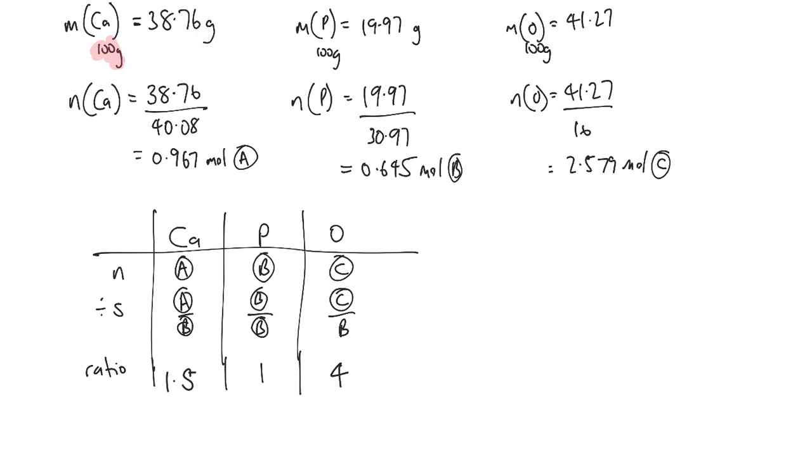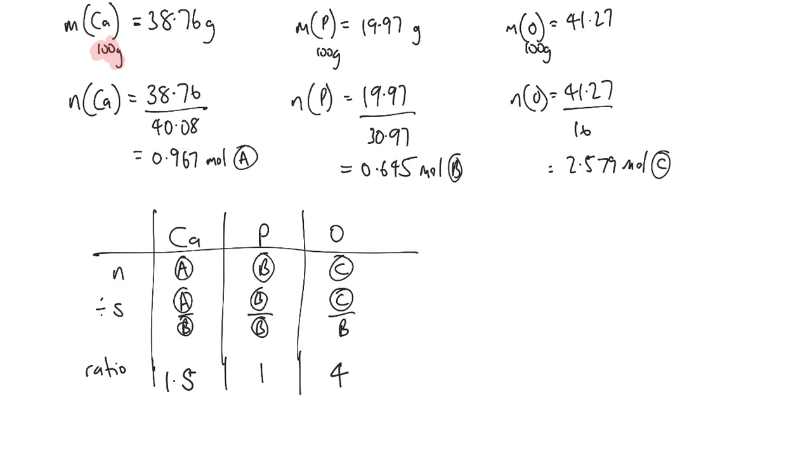However, I do not have the empirical formula, because the empirical formula is defined as the simplest whole number ratio. This is not a whole number ratio yet. All right? So, how do I turn this into a whole number ratio? Any ideas?